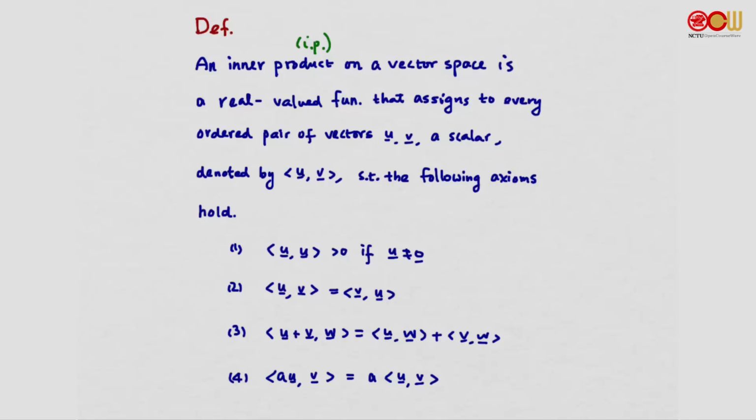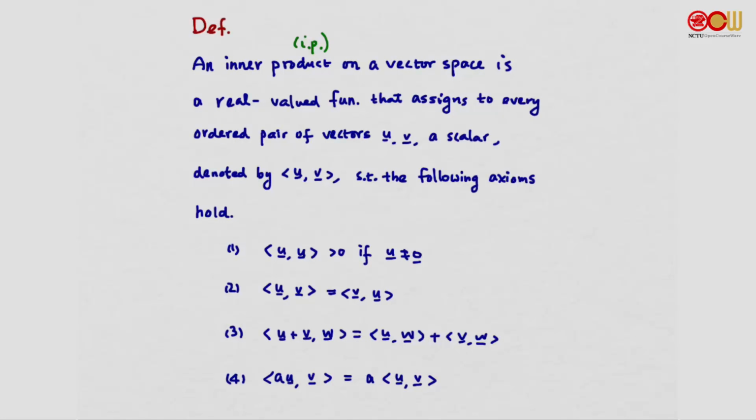First of all, the inner product of u and u must be greater than 0 if u is a non-zero vector. The inner product of u and v is the same as the inner product of v and u. The inner product of the sum u plus v with w is the sum of the inner products, ⟨u, w⟩ and ⟨v, w⟩. And if we scale u by a scalar a and compute the inner product with v, then this is the inner product of u and v scaled by a.